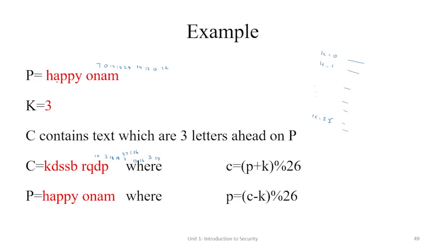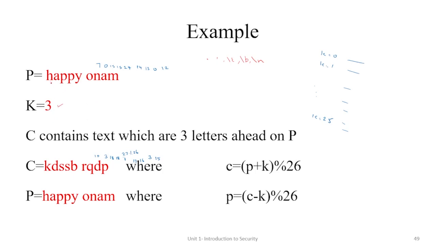For example, I am taking the plain text value as Happy Onam. If a plain text contains any blank spaces, blank space means either a space, a tab symbol, or a new line. So, this will be treated as white spaces. If a plain text contains white spaces, we should ignore them and take the continuous letters as a single plain text. And here the key is given, so key is 3, the number 3.